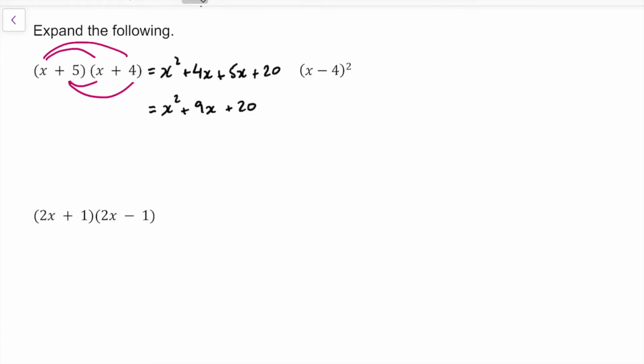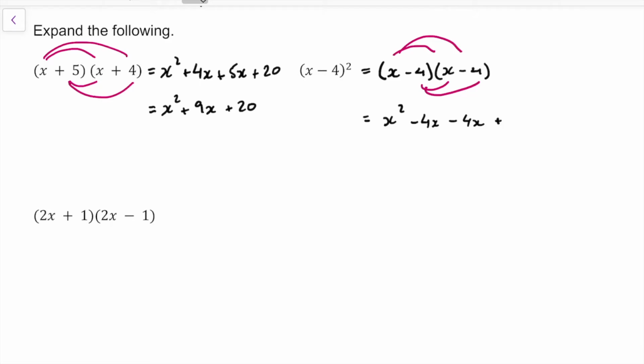Alright, no more like terms. That's where we've got to sit. Let's expand this one out. Okay, and do the same thing. We are distributing across the two brackets. So we have x squared minus 4x minus 4x plus 16.